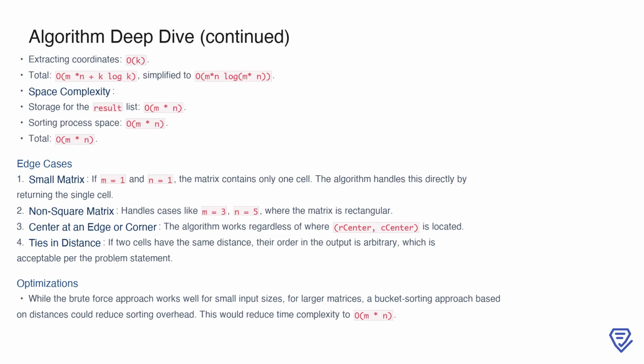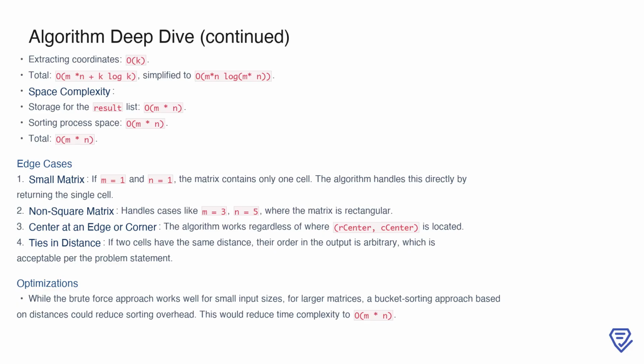When analyzing this algorithm's complexity, the time required to traverse all cells and compute their distances is O(m*n). Sorting the resulting list of tuples adds a complexity of O(k log k), where k equals the total number of cells, or m*n. Extracting the coordinates from the sorted list takes an additional O(k), making the overall time complexity O(m*n log m*n).